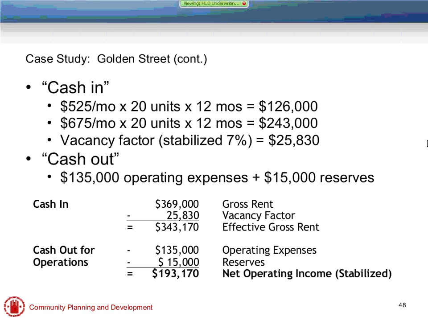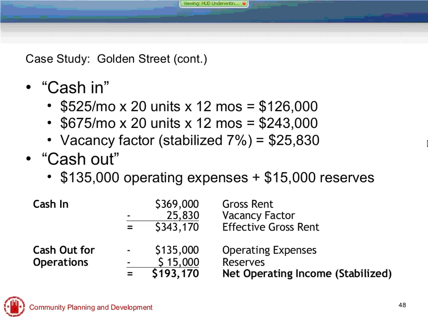So our net operating income, once we subtract those out of our effective gross rent, gives us a stabilized NOI of $193,170. So this is again a big number that's really important to be able to do the calculation for debt coverage ratio requirements from the lender, and you'll get real familiar with this. Use this calculation quite a bit in the classroom session.